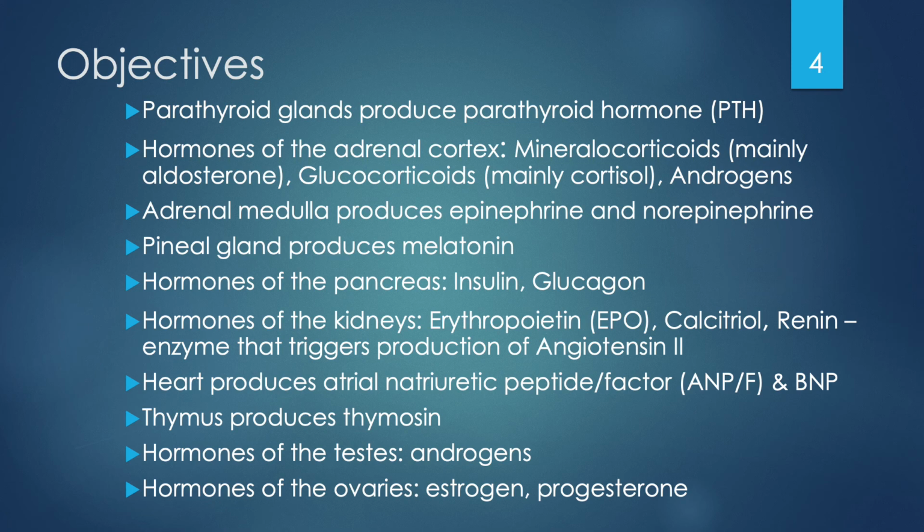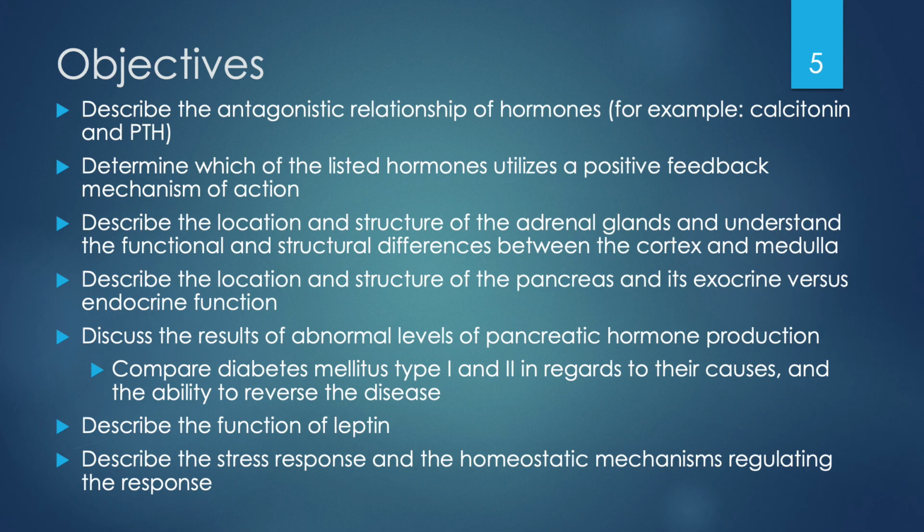For the kidneys, the hormones affected here include erythropoietin, calcitriol, the renin, which is part of the renin-angiotensin system, and so renin is going to trigger the production of angiotensin II. But the heart produces atrial natriuretic peptide or factor and BNP. The thymus produces thymosin. Hormones of the testes include androgens, and then hormones of the ovaries include both estrogen and progesterone. Also determine the antagonistic relationship of hormones. So for example, the antagonistic relationship between calcitonin and PTH. Determine which of the listed hormones utilizes a positive feedback mechanism of action.